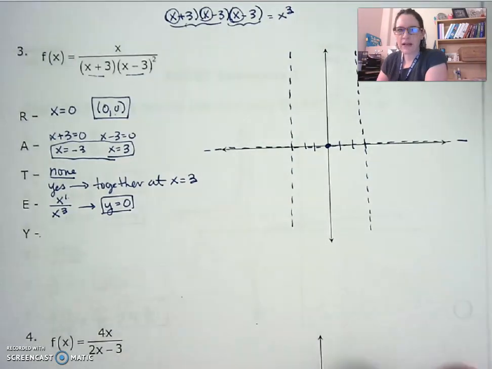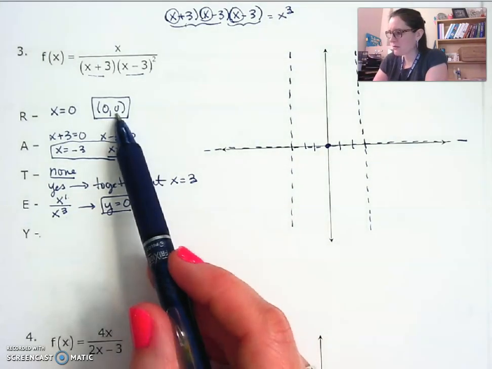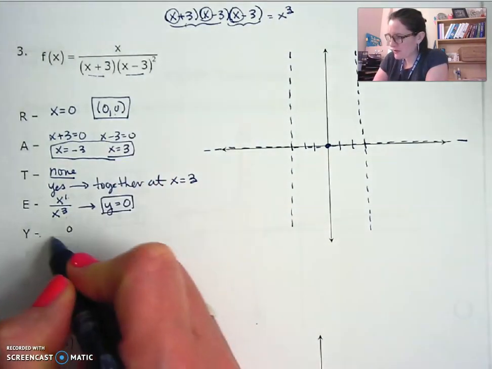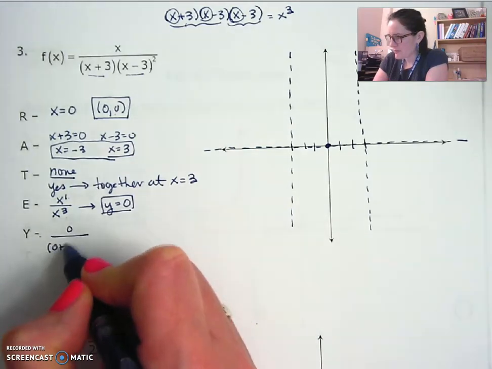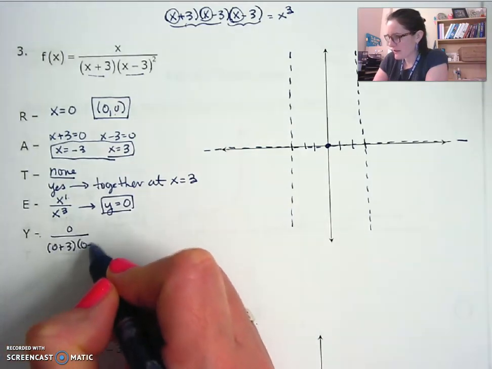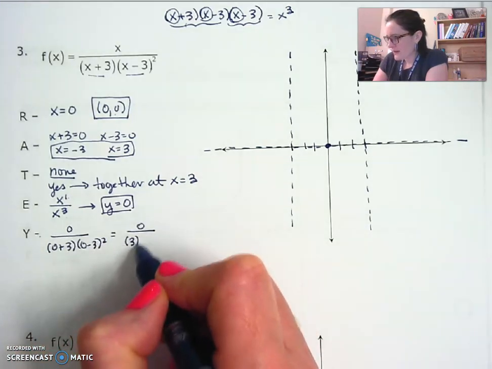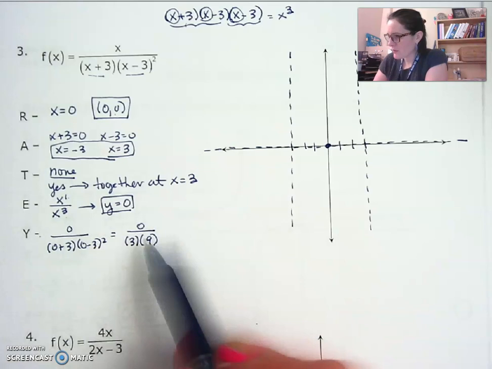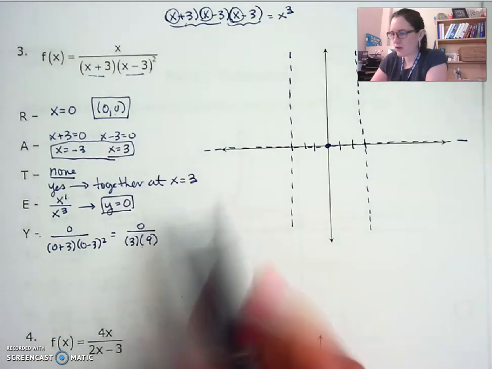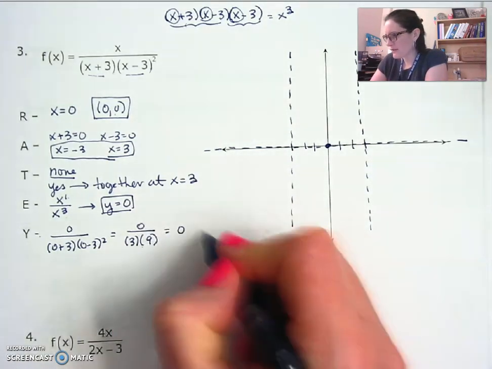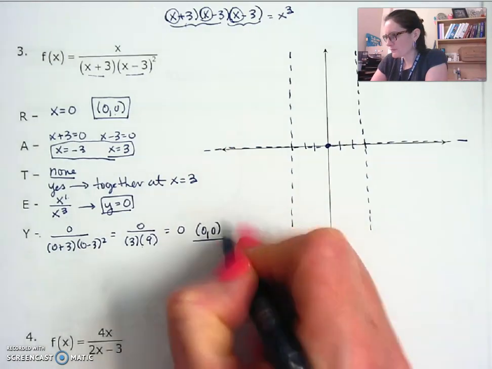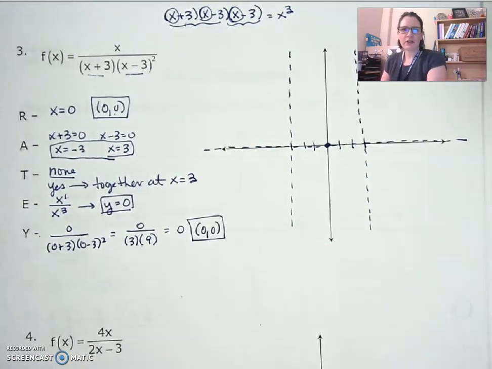And then for the y-intercept, we already know it's going to be 0, 0, but I'm just going to sort of prove it to you, confirm, by plugging in 0 for x down here. And whatever we get down there, since we have 0 in the numerator, this is going to simplify to 0. Okay, and now we start graphing.